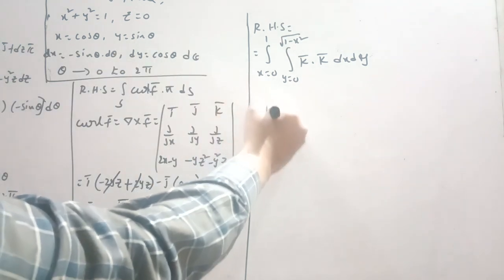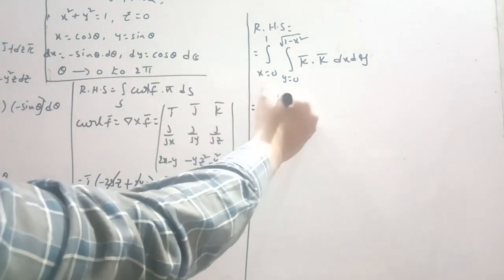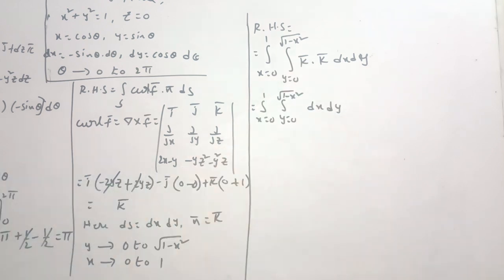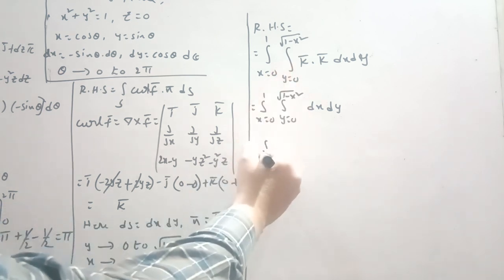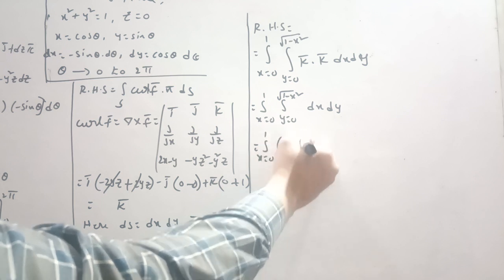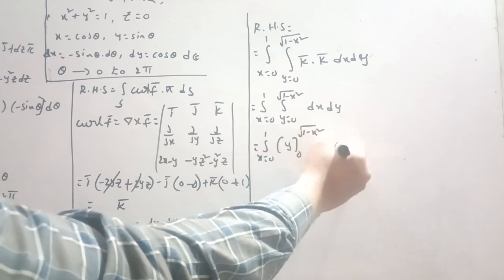So what do I get here? x is equal to 0 to 1, y is equal to 0 to square root of 1 minus x square, dx dy. First integrate with respect to y. So what do I get here? x is equal to 0 to 1. The integration of dy is y, with limits 0 to square root of 1 minus x square, into dx.